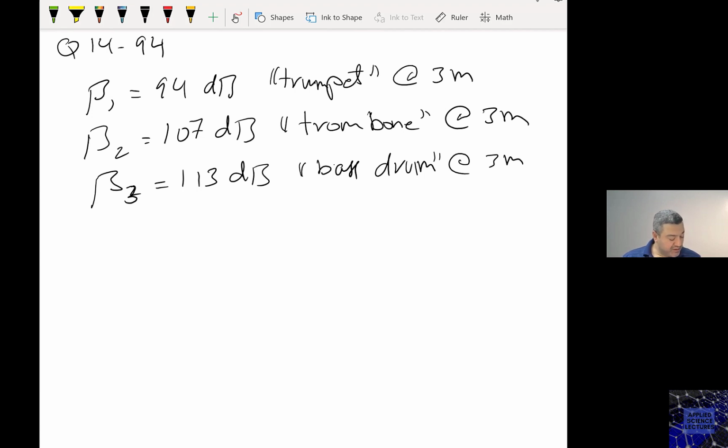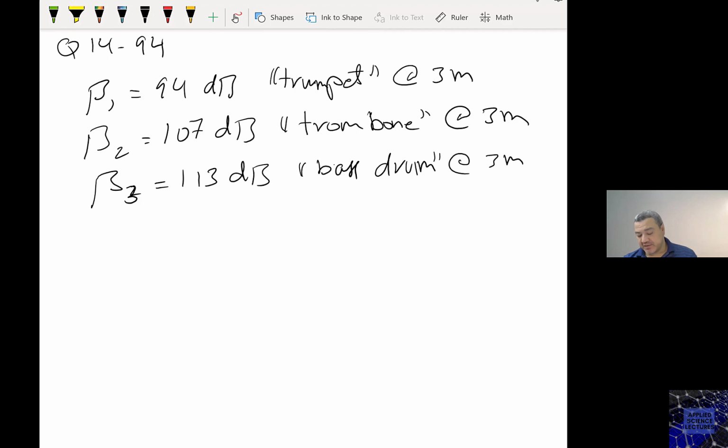What is the intensity level of 3 such trumpets playing simultaneously at the same distance of 3 meters? This is A. B, what is the intensity level of the 3 different instruments played simultaneously again at 3 meters? So we have here the distance is not going to change. I need to find the new intensity if I have 3 trumpets now at the same distance.